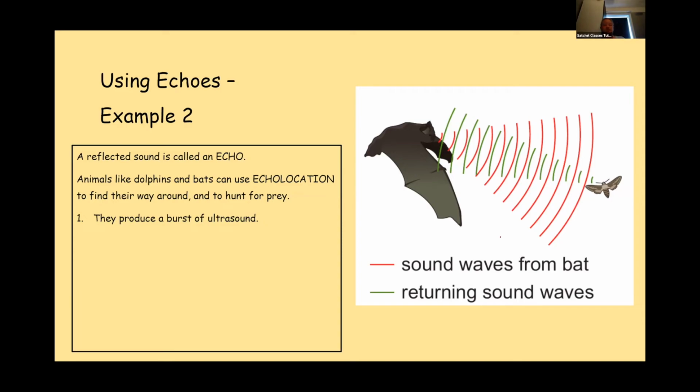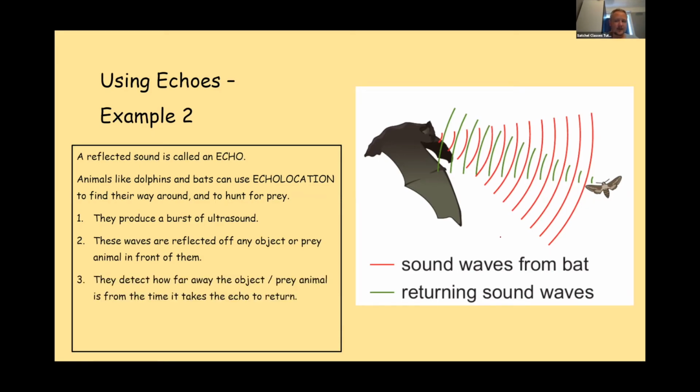The first thing that they do is they produce a burst of ultrasound, very high frequency sound. That then travels out and it's reflected off any object or any prey animal in front of them. When it's reflected, it takes time to travel back from the object to the bat. And they can detect how far away the object or the prey animal, the moth in this case, is just by measuring the time it takes from them emitting the sound to the time it's returned to them. They don't sit there with a calculator and work it out. They do it automatically. It's instinct. But they know where it is and how far away it is from that echo.